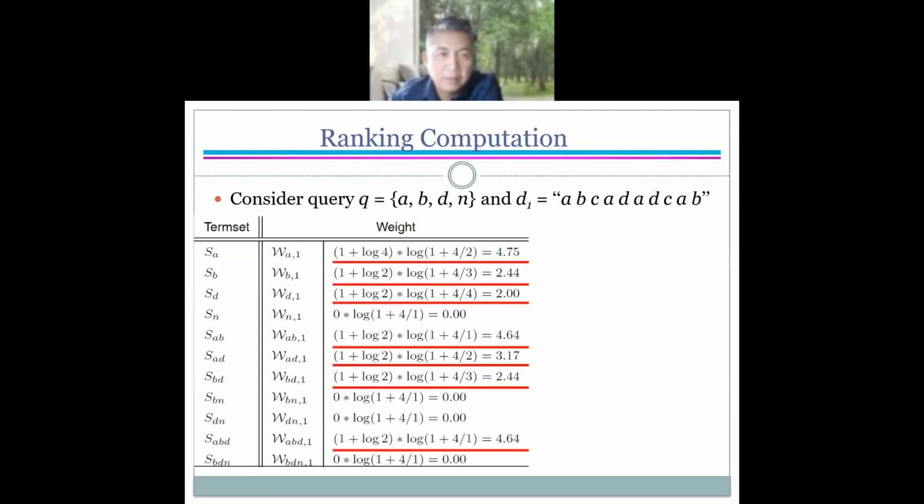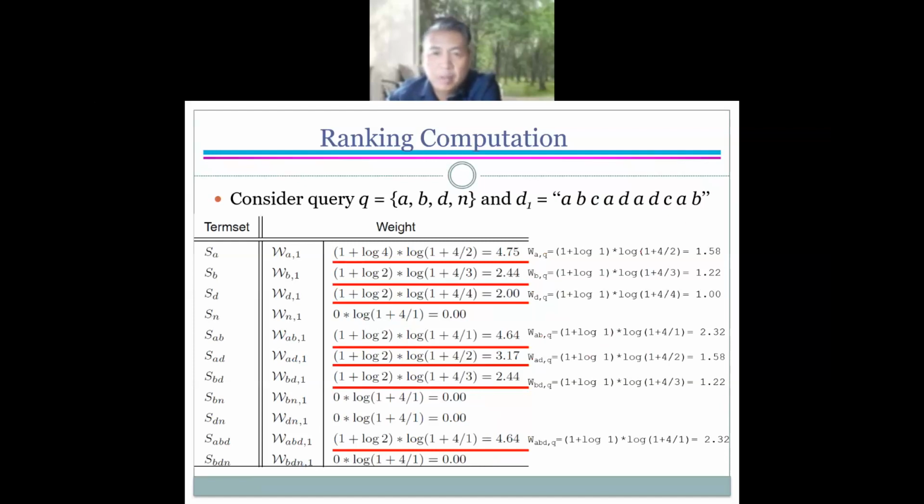Let me see. Okay, for this one, we only take the ones that are not 0. So this is 0. So we only take 1, 2, 3, 4, 5, 6, 7.